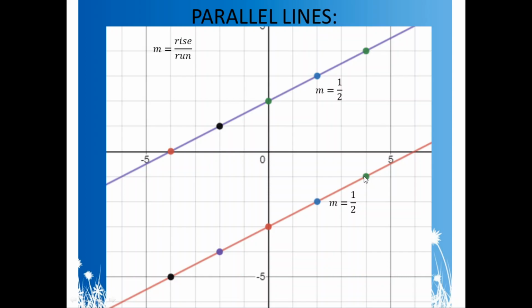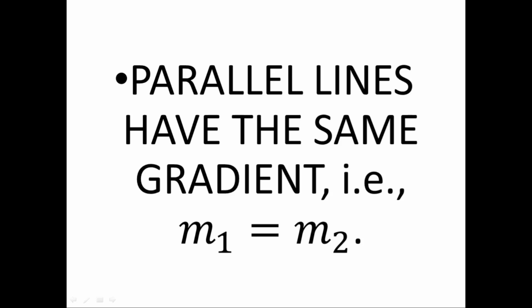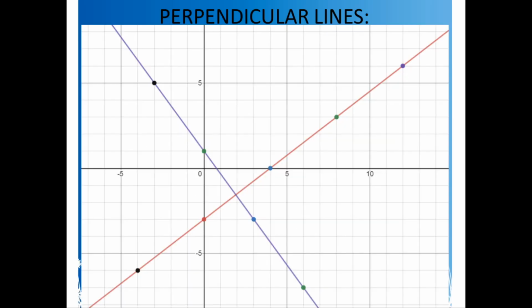So that is the relationship we have discovered between parallel lines, and that is that they have the same gradient. If we call the gradient of the first line M1 and the gradient of the second line M2, then mathematically it can be stated as M1 is equal to M2. Let's now look at perpendicular lines.